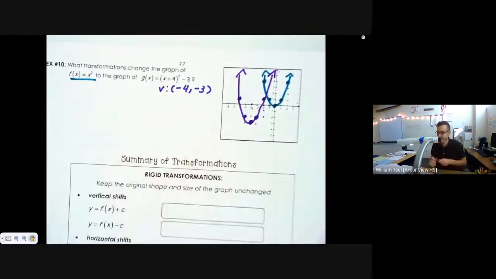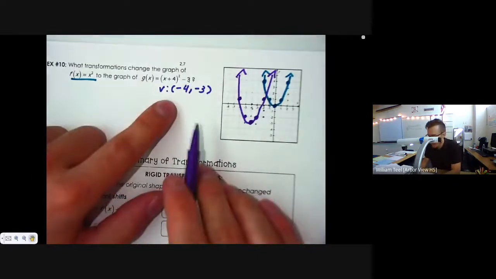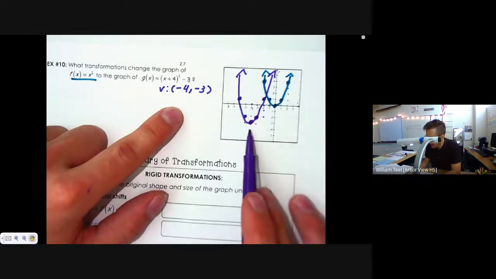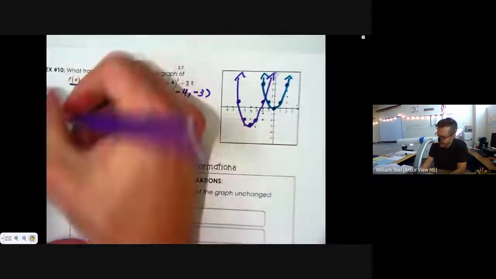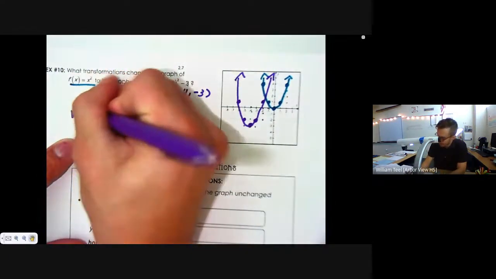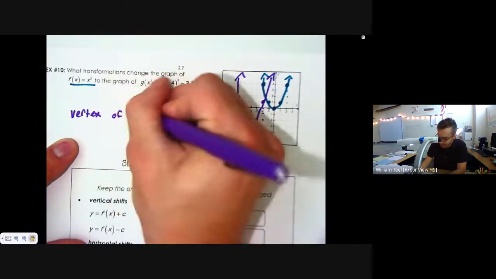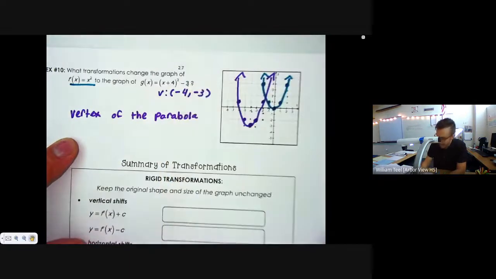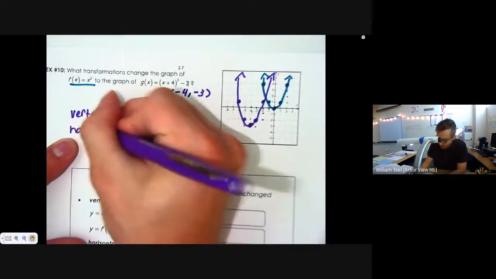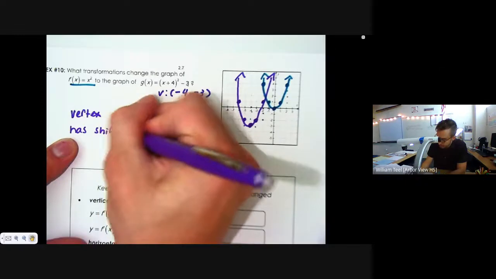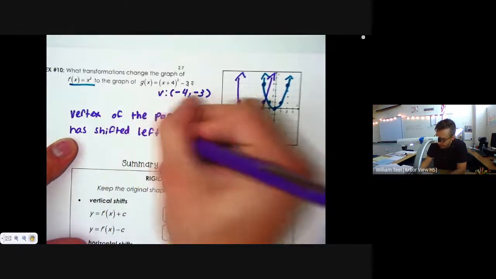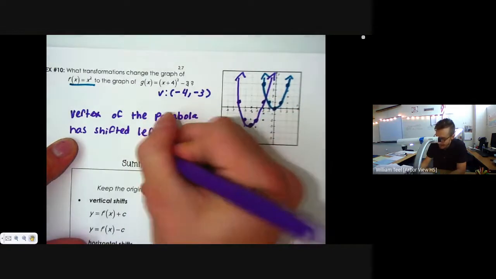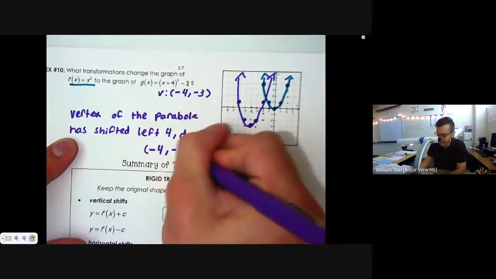So what transformations have I made? Well, I have transformed this by moving to the left 4 and down 3. So I'm going to say the vertex of the parabola has shifted left 4 and down 3. My vertex is now -4, comma, -3.